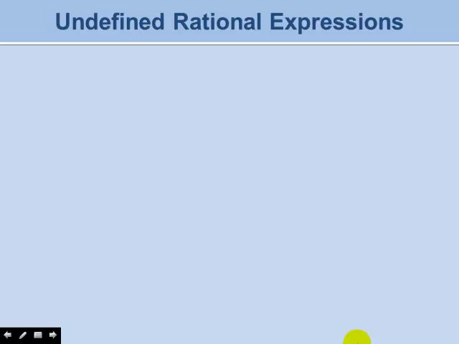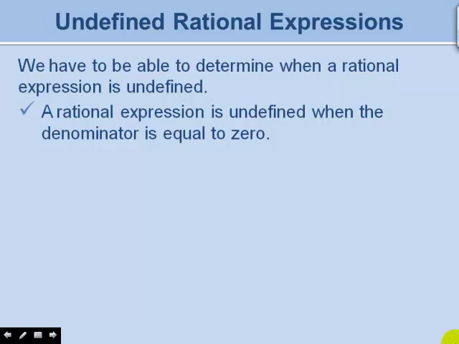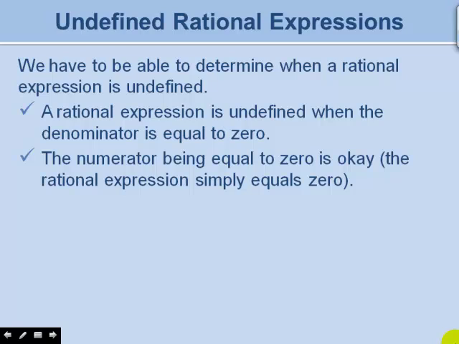So let's look at this. How do we know what values give us undefined rational expressions and which values don't? Something we need to be able to determine is when a rational expression is undefined, which replacement values give us something that's undefined. So the basic idea is that a rational expression is undefined when the denominator is equal to 0. It's okay if the numerator is equal to 0, because a rational expression with a numerator equal to 0 just gives us a value of 0.